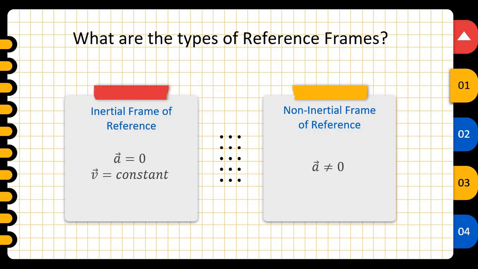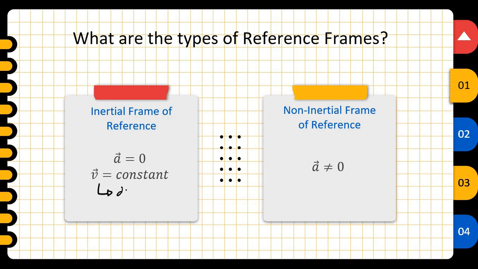So, what are the types of reference frames? We have two different types. One is the inertial frame of reference and the other is the non-inertial frame of reference. The only difference is that the magnitude of acceleration for an inertial frame is equal to 0 and for a non-inertial frame is not equal to 0. Therefore, for an inertial frame of reference, the velocity would be constant both in direction and in magnitude.